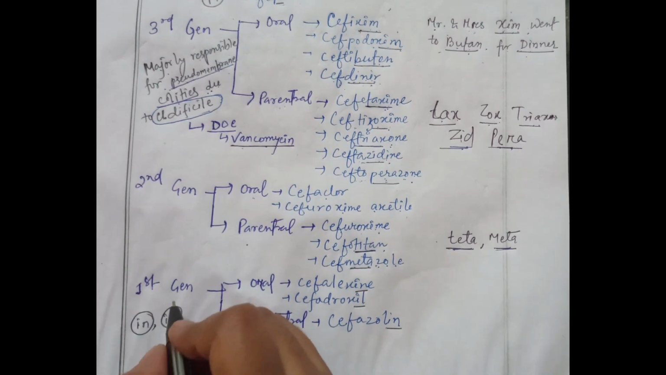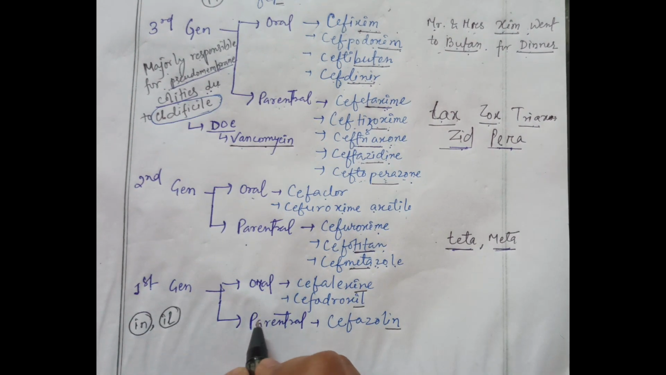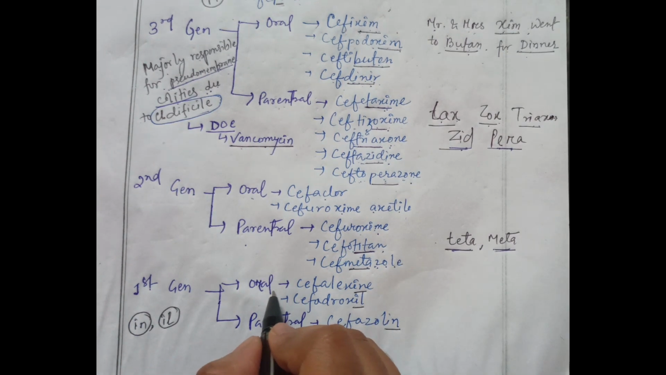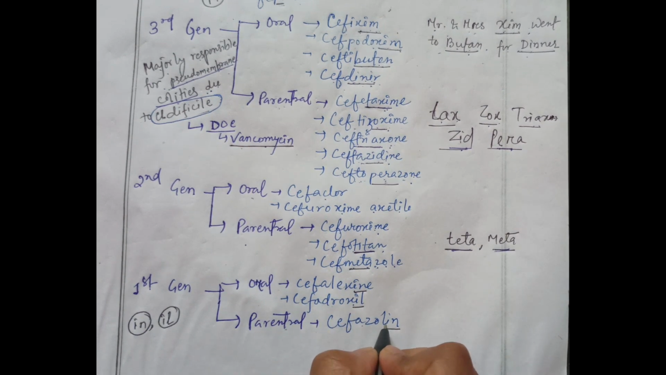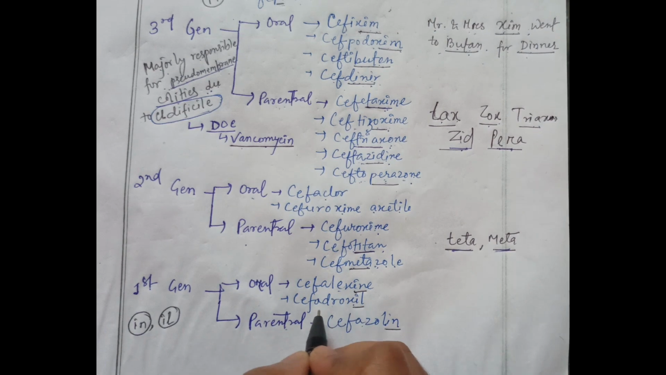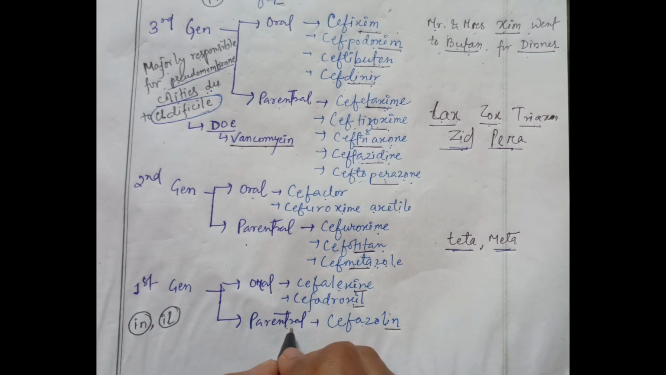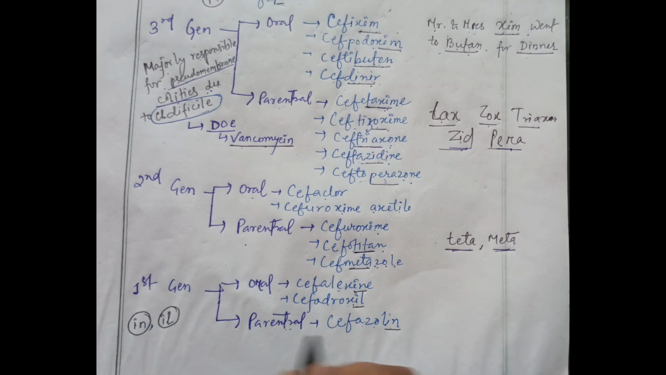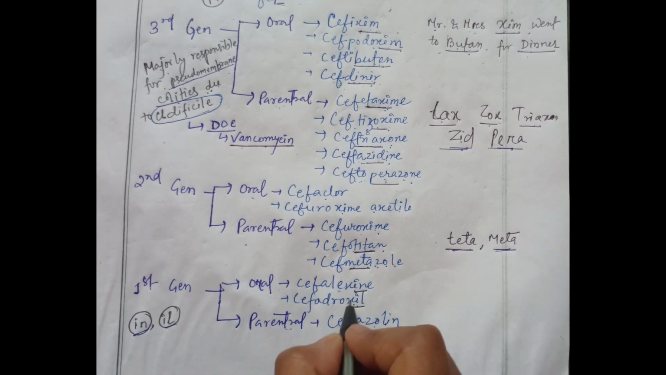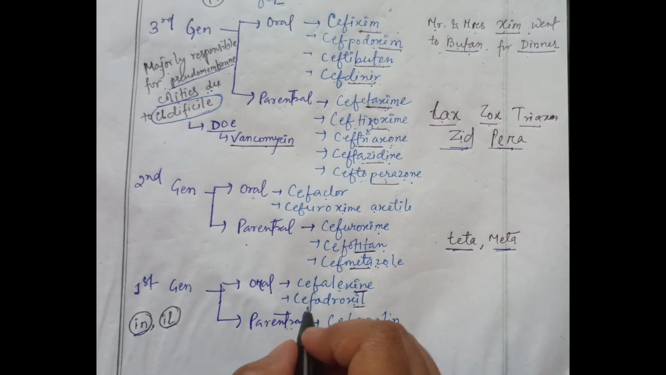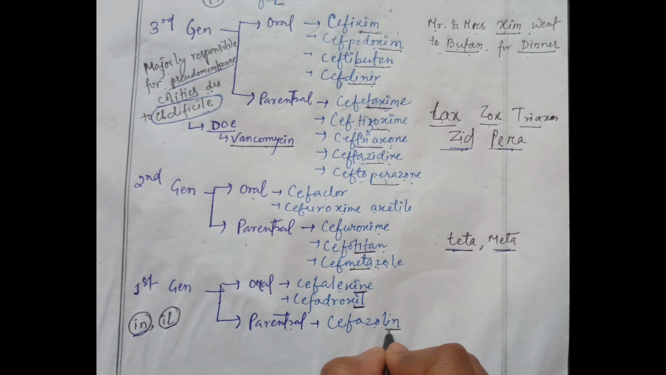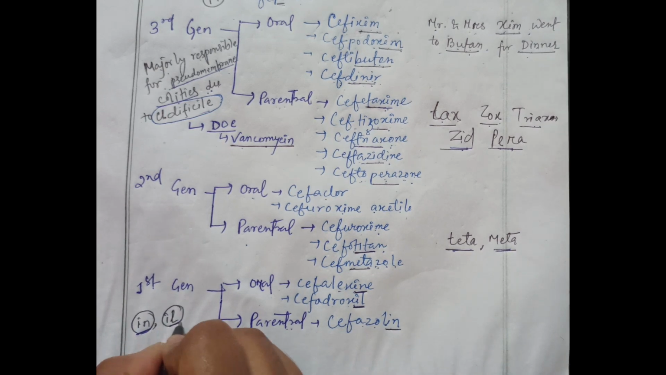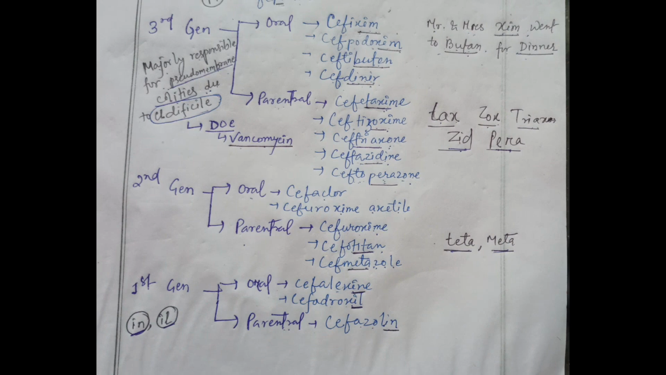Now coming to the 1st generation. The 1st generations are again given both orally and parenterally. Orally are cephalexin and cefadroxil. The parenteral is cefazolin. So to remember, remember in and il. Here cephalexin, in is there, and cefadroxil, here is also il, and parenteral cefazolin, here again in is there. So wherever there is in and il, it comes under 1st generation.